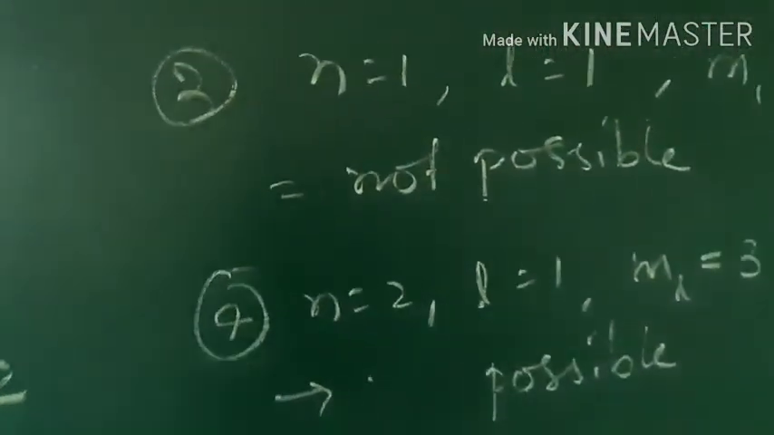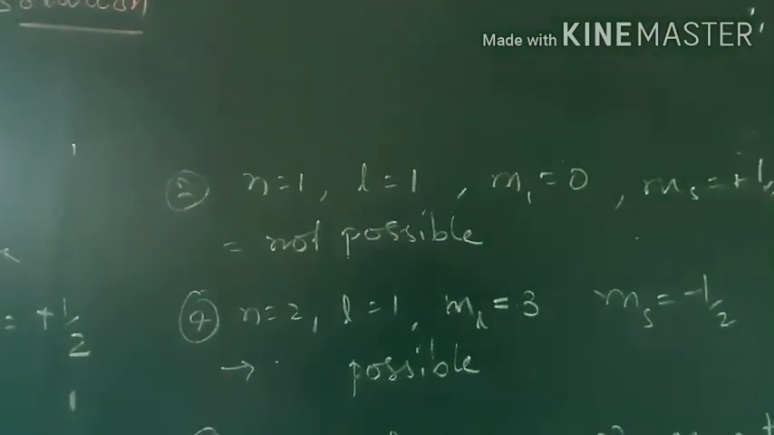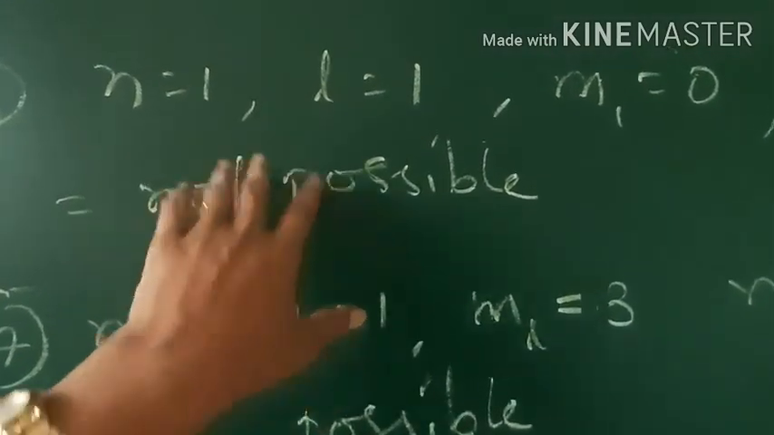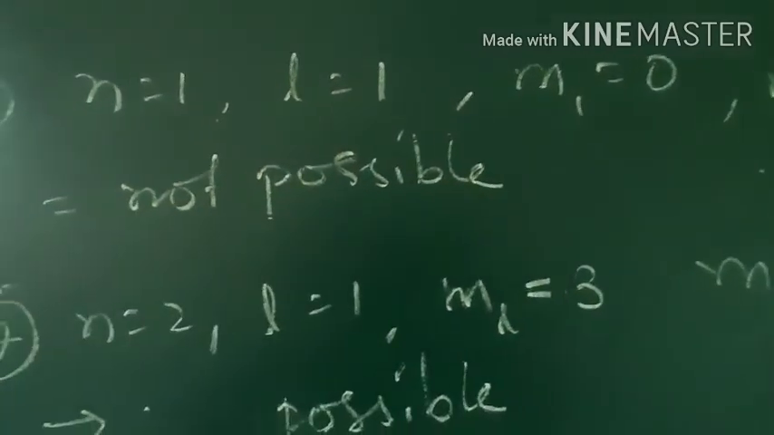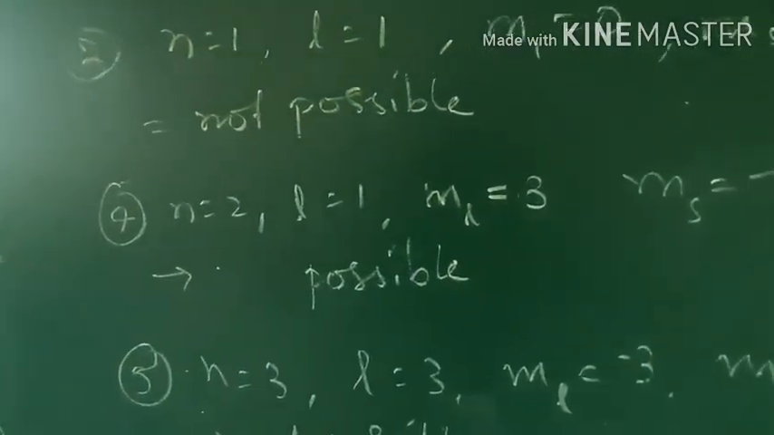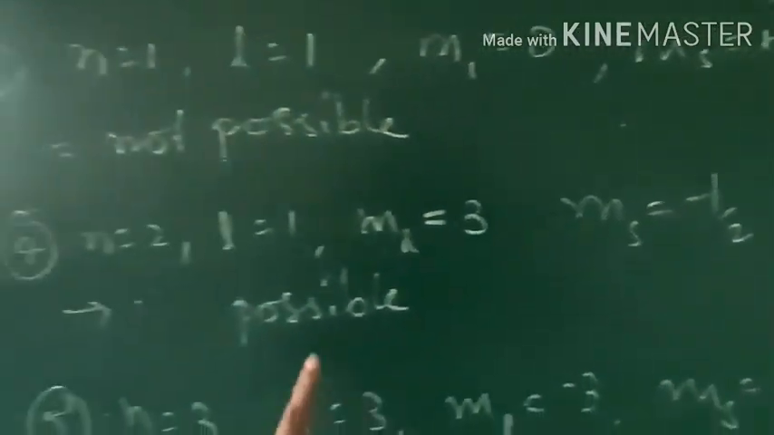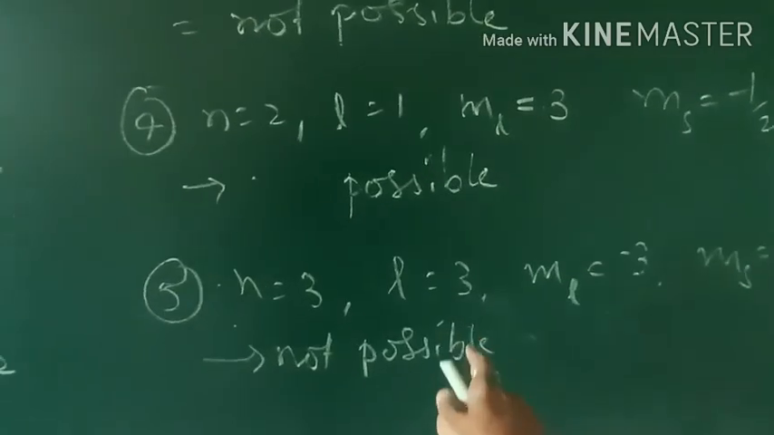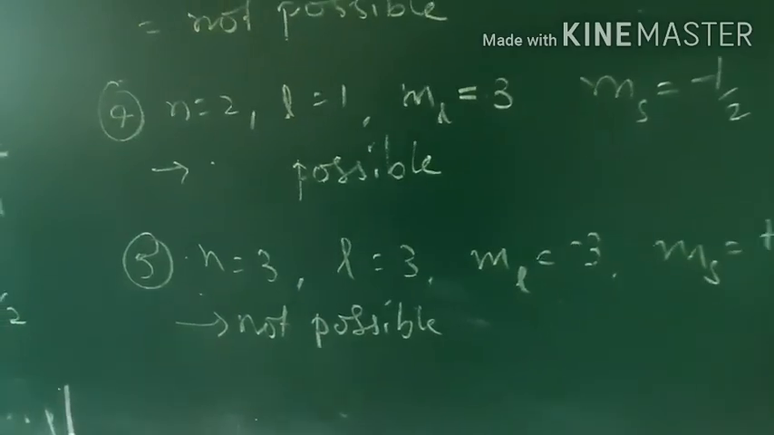Now, the third one, n is equal to 1, l is equal to 1, ml is equal to 0, ms is equal to plus half, so it is not possible because whenever n is equal to 1, l always must be 0, so that is not possible. Fourth one, n is equal to 2, l is equal to 1, ml is equal to 3, and ms is equal to minus half, so that is not possible. Then next one, n is equal to 3, l is equal to 3. So when n is 3, l can be at most 2, so this set is also not possible.